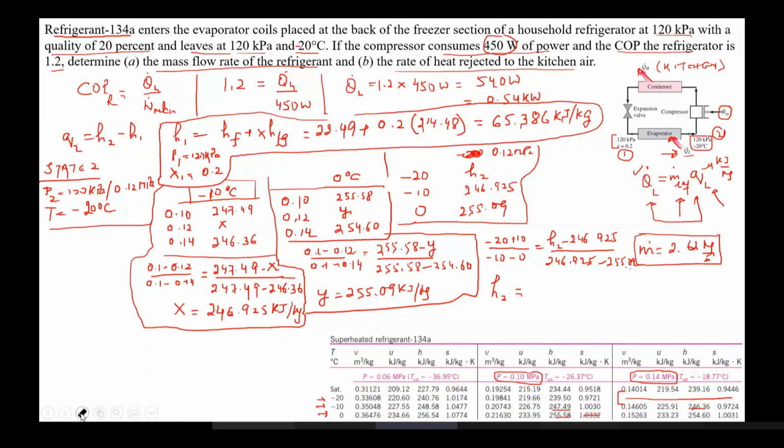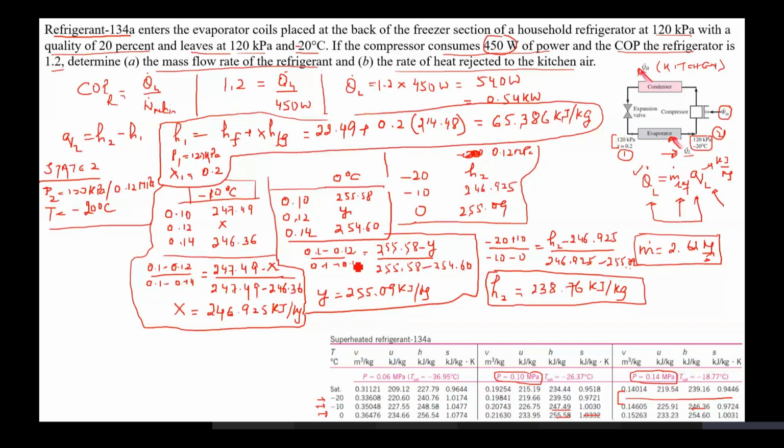So I think 238.76. Yes, 238.75, 75 or 76, it's the same. So it's 238.76 kilojoules per kg. This was the most important part in this question. Otherwise, it's a very simple question.